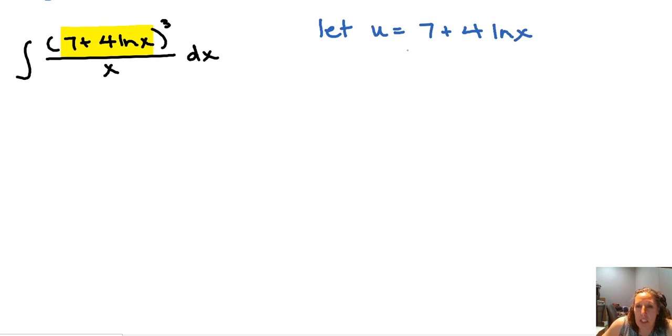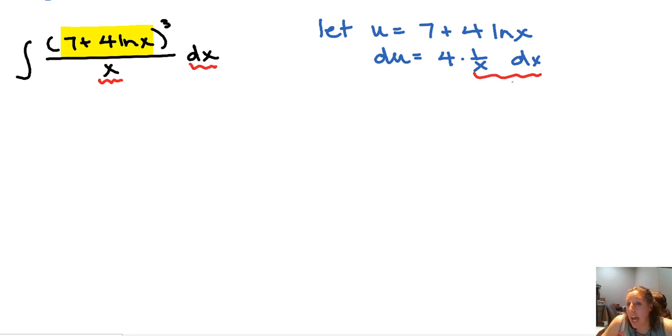7 plus 4 times the natural log of x. We need to replace our dx, so let's take the derivative of both sides. Derivative of 7 is 0. The derivative of 4 times the natural log of x is 4 times 1 over x dx. And I do see that I've got an x in the denominator multiplied by our dx.